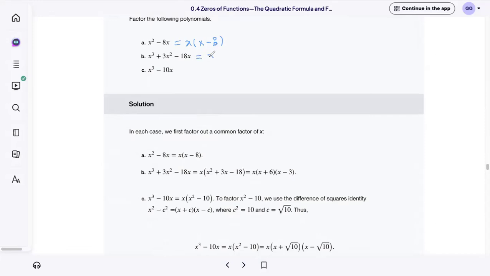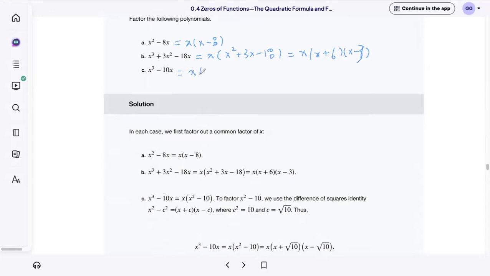And this one, we see x is a common factor, so we factor out x first. Plus 3x minus 18. Then we can factor this one. Right? One is plus, one is minus. Well, 3 and 6, right? Negative 6, or positive 6, and negative 3. Because 6 times negative 3, that's negative 18. 6 minus 3, that's positive 3.